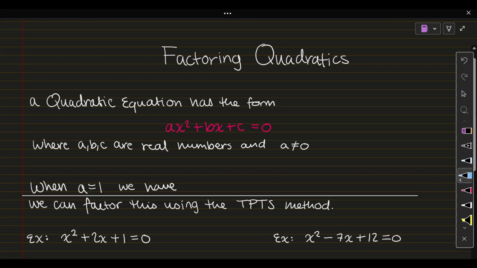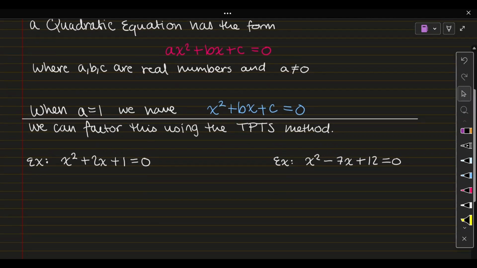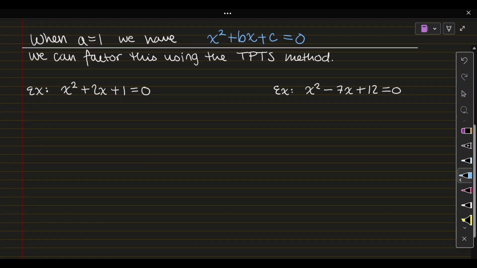When a equals 1, we have x squared plus bx plus c equals 0. I'm going to show you the method that I use to factor these. I call it target product, target sum. It's the method that my Algebra 1 teacher taught me. We'll start with this one example here. This is b and this is c. So we want factors of c that sum to b.